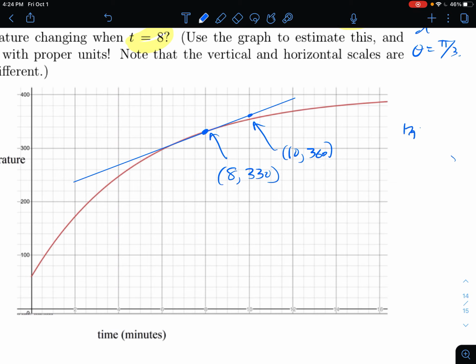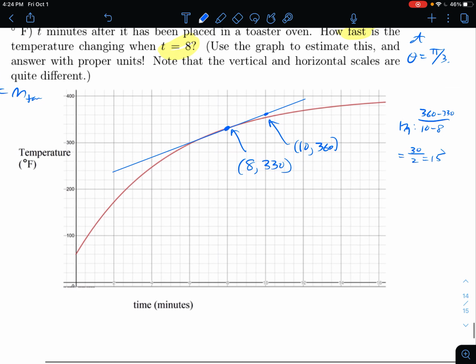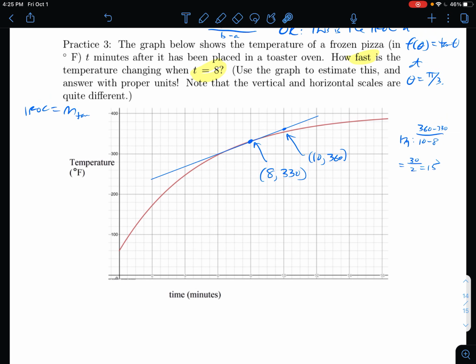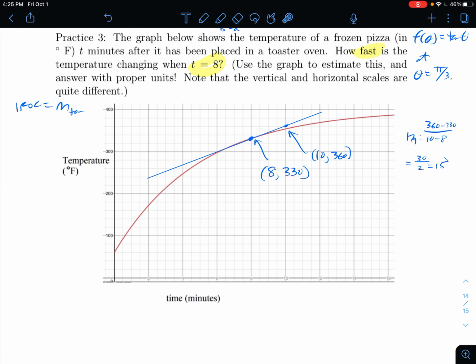So that slope looks like it would be 360 minus 330 over 10 minus 8, which is 30 over 2, which is 15. It doesn't look like 15, but the scales are very different. These are in the hundreds and these are low numbers. So the rate of change is the same as the slope, which is 15. And the units here would be degrees Fahrenheit per minute. All right, there we go.